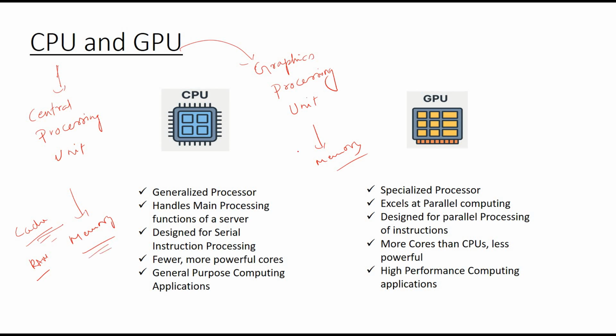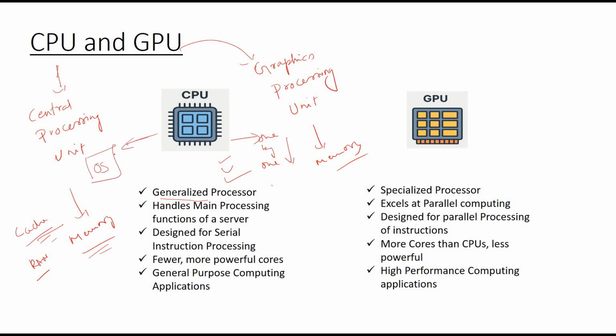Then what is the difference between CPU and GPU? CPU is basically a generalized processor. It handles the main processing functions of a computer. So basically it is designed for serial instruction processing. It fetches one instruction from memory and executes it, and then the next instruction, and then the next instruction, and so on. This CPU executes the system instructions of the operating system.